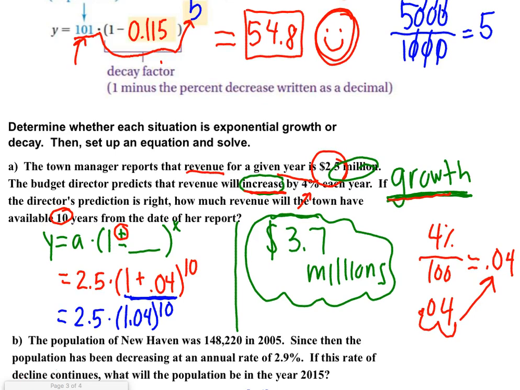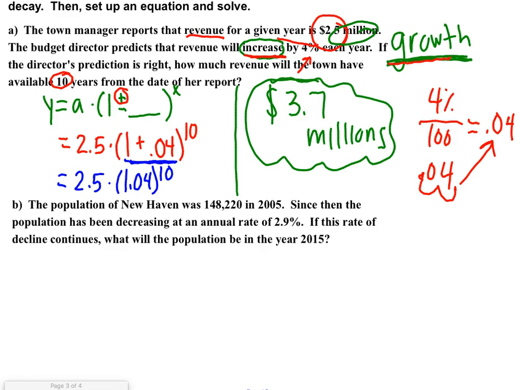And our last problem for the day. Here we go. The population of New Haven was 148,220 in 2005. Since then, the population has been decreasing at an annual rate of 2.9%. If this rate of decline continues, what will the population be in the year 2015? Well, let's see if we can predict what it was, because that's already in the past, which is crazy. So first thing you gotta decide, growing, decaying, how will we know? The big key word in this whole little sentence is decreasing. If I'm decreasing, then it's decay.